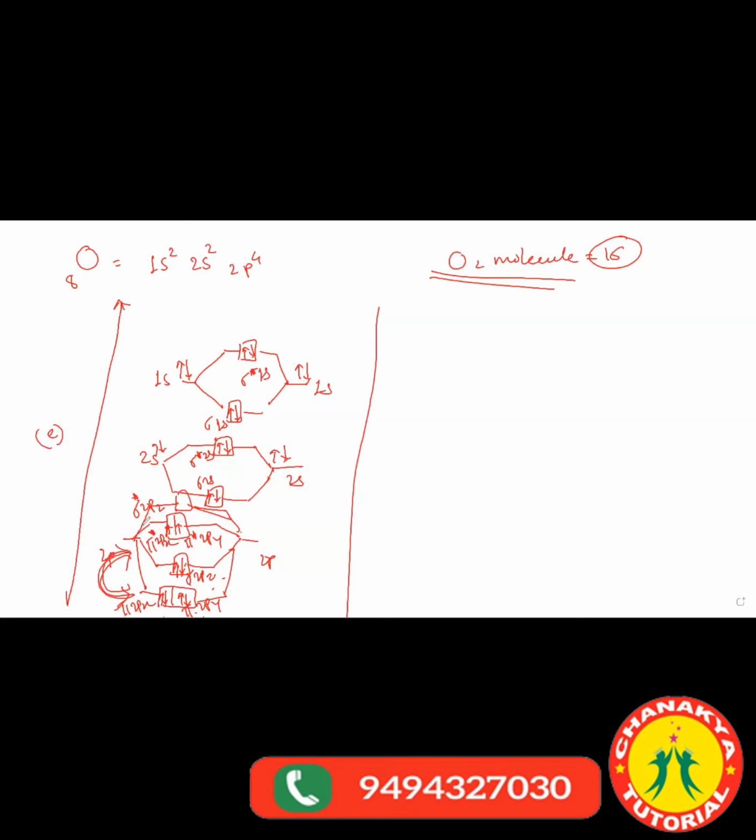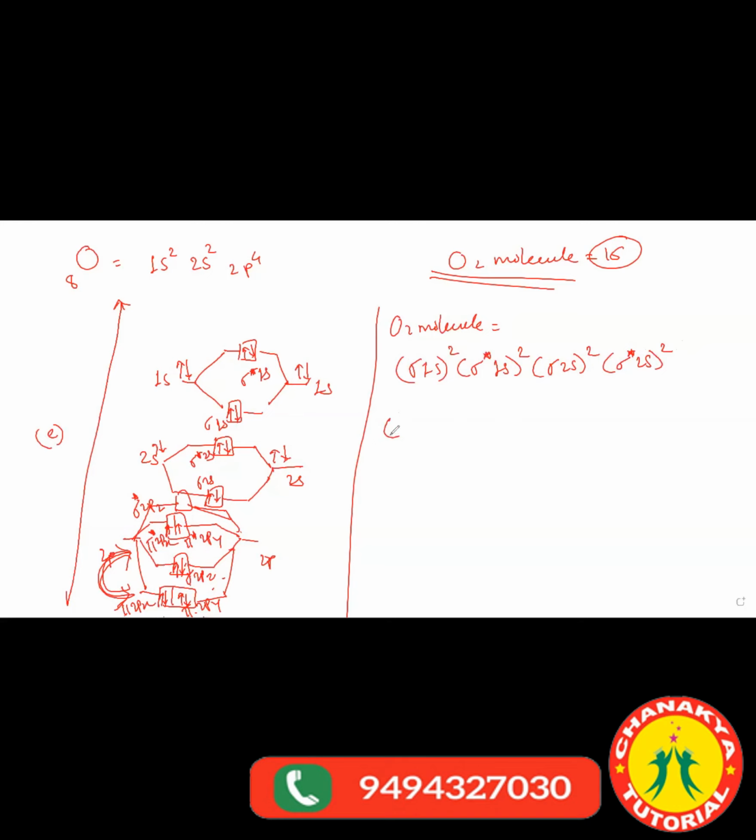Fine. Now what happened in this case? If I have to write the electronic configuration for the O2 molecule, how am I going to write it? The electronic configuration would be sigma 1s2, then sigma star 1s2, right? Sigma 2s2, sigma star 2s2, correct? Then here it will be what?